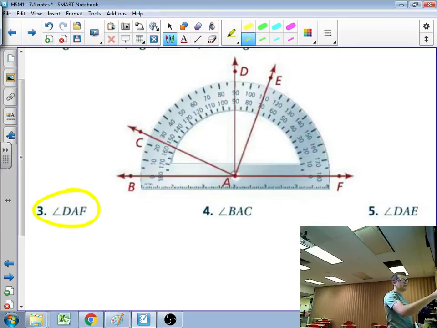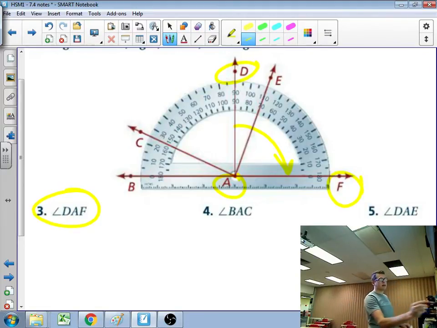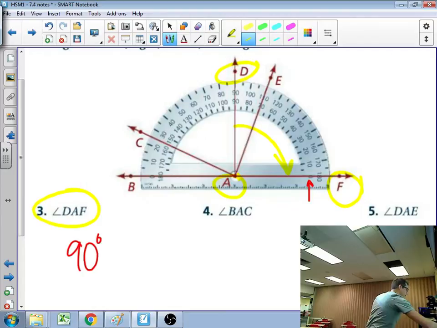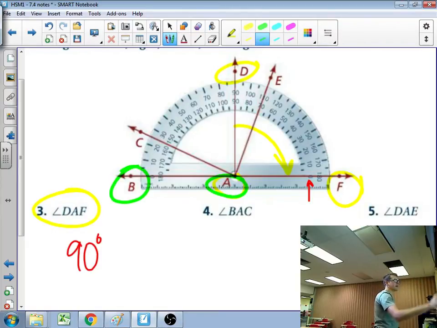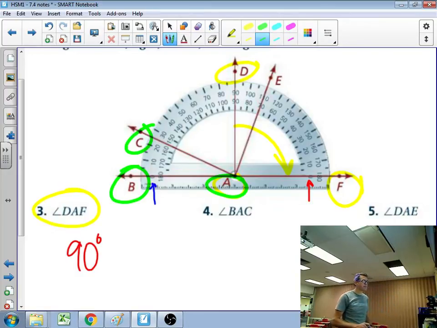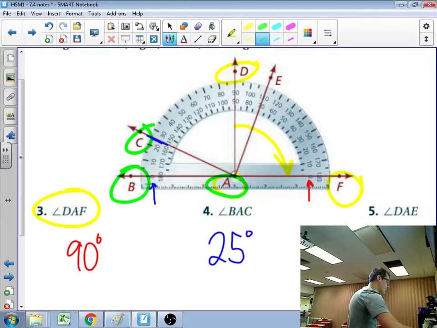So angle DAF is from D through A to F, and we see that since F is at the 0, we can just use that set of numbers, which is the inside set of numbers, and go up the inside set of numbers. We see that DAF is 90 degrees. Now when we look at BAC, we again get fairly lucky here. So B through A over to C. Again, the ray from A to B goes through 0, so that now makes me use the outer set of numbers. Using the outer set of numbers, I come up here and find where my ray going to C goes through. It's right between 20 and 30, so it looks to us to be 25 degrees.